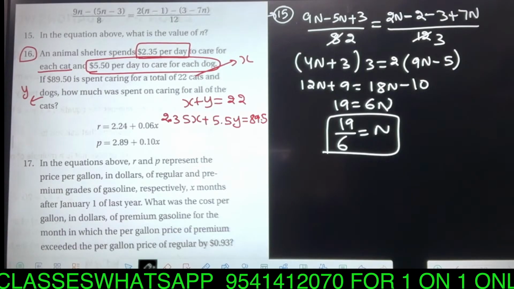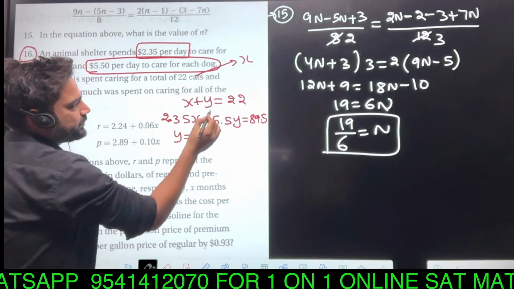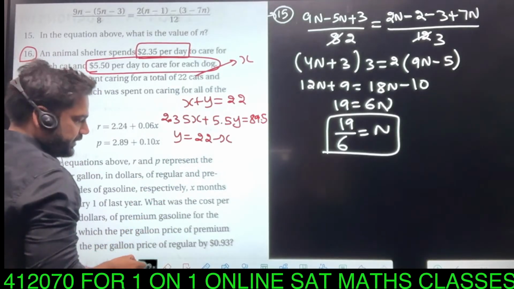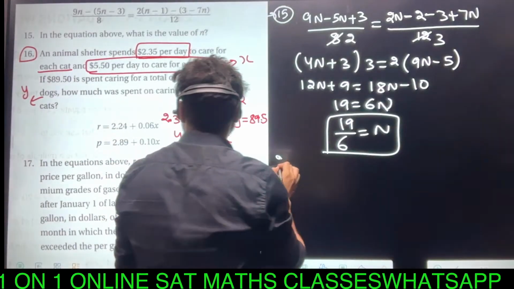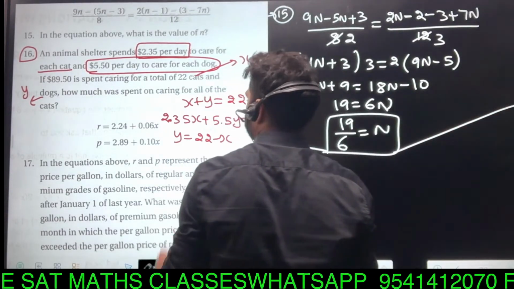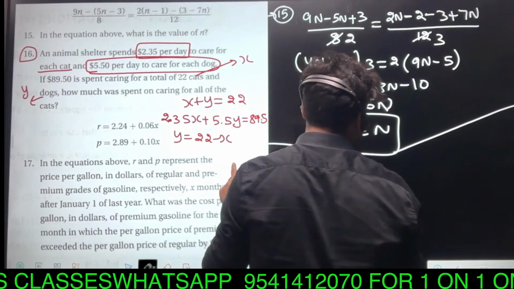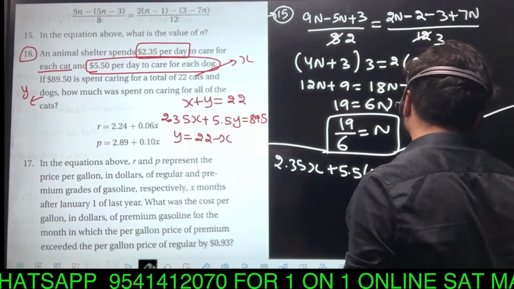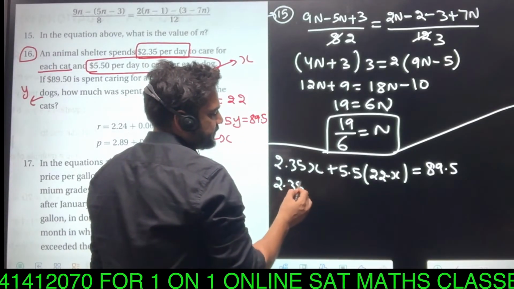Very easily you can solve. We have two equations. From equation 1 you can say y is equal to 22 minus x. If we put the value of y, 22 minus x, here, it will be 2.35x plus 5.5, and the y value is 22 minus x, and this is equal to 89.5. So now we have to solve for the value of x from here.